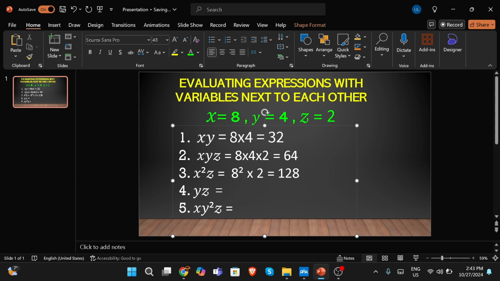Now let's proceed to our fourth question, which is yz. This is the easiest one. yz is 4 times 2, which is equal to 8.